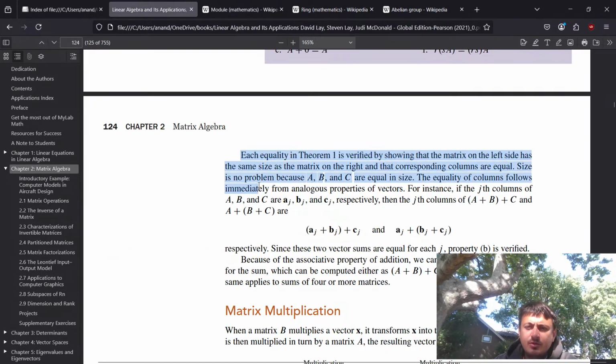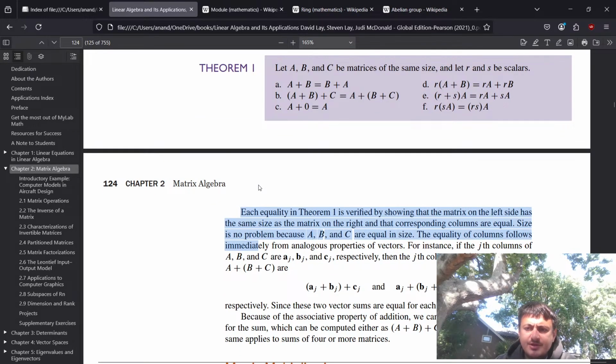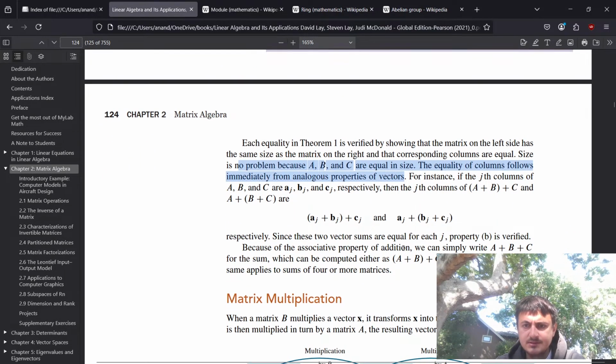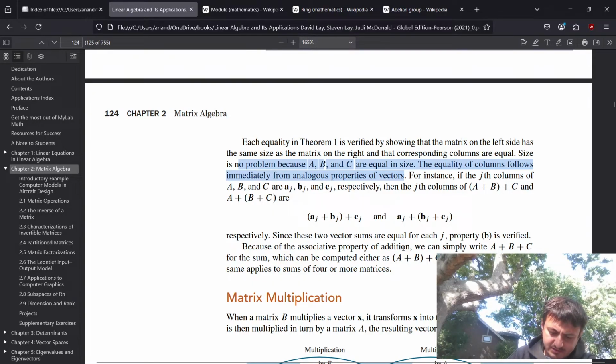Each equality in Theorem 1 is verified by showing that the matrix on the left side has the same size and the corresponding columns are equal. It's weird that they always go column-wise, but anyways, size is no problem because they're equal in size. The equality of columns follows immediately from analogous properties of vectors. That's why they do it, I guess. For instance, if the jth column, these properties follow from earlier proofs.